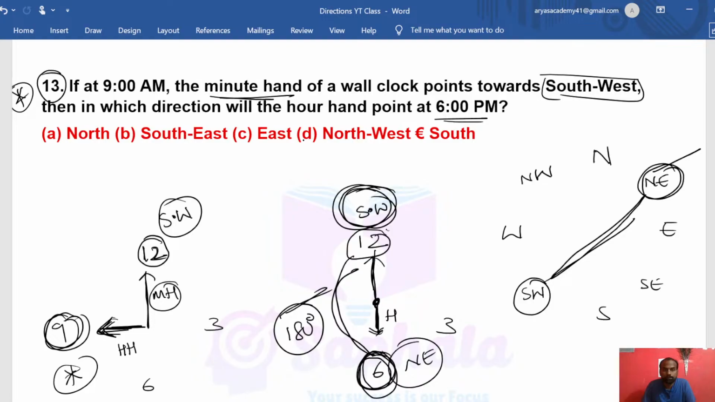Southwest, 6 p.m., northeast. Northwest is not the option, but the correct answer is northeast. They did not say southwest.